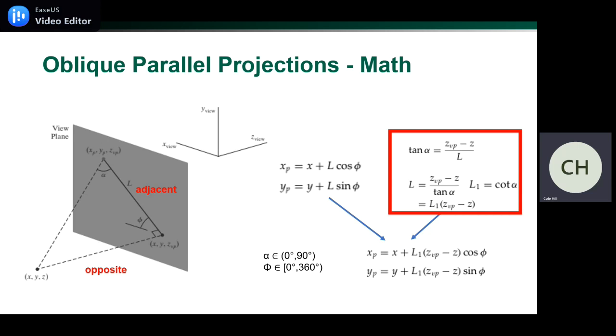So combining these together, we get the equation x sub p is equal to x plus L1 times z sub vp minus z cosine phi, and y sub p equal to y plus L1 times z sub vp minus z sine phi.